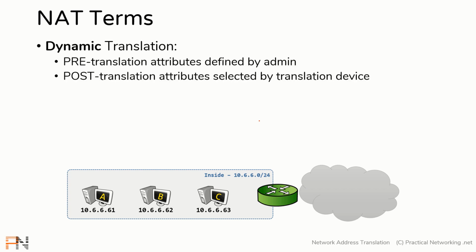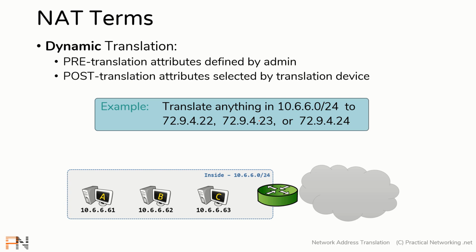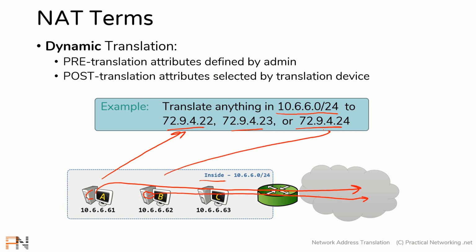A dynamic translation would look like this. If I configured my router to translate anything in the 10.66.0/24 network, which is the inside network, to one of these 3 IP addresses, what would happen is, let's say host A shoots out a packet. When this packet crosses my router, host A might receive from the router the IP address .22. And then when host B shoots out a packet, host B might receive from the router the IP address .24. And then when host C shoots out a packet, host C might receive an IP address from the router of .23. You'll notice, even though the administrator defined the scope of what is being translated and what it is being translated to, the device actually made the decision of which host gets which IP address.